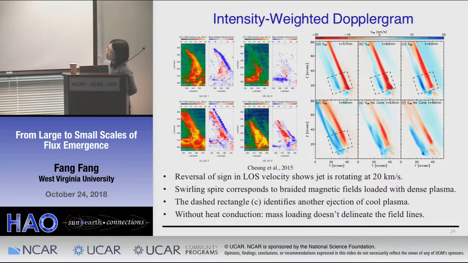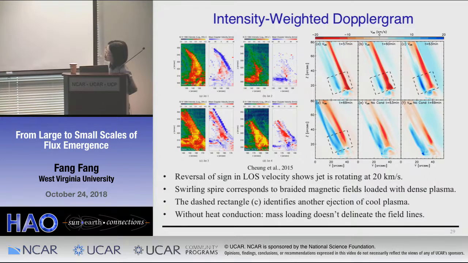And we also studied the transverse motion of the jet column here. So on the right is showing you the velocity perpendicular to this plane. The reversal of the velocity sign is showing you its rotation, and because it's persistent, it's suggesting it's rotating over there. And the rotation motion has been observed by Mark Chen in a jet event as well.